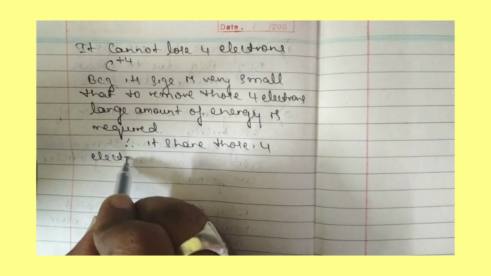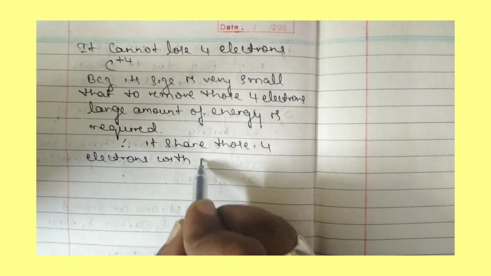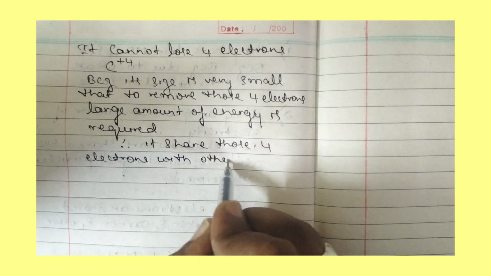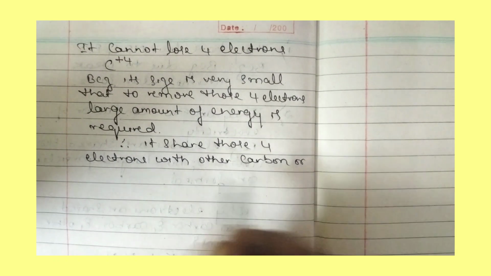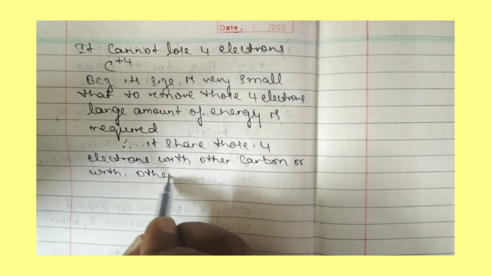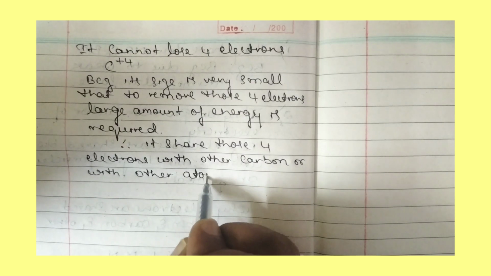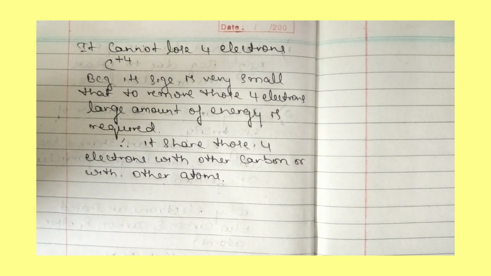Therefore it shares those 4 electrons with other carbon or with other atoms. ಇಲ್ಲ ಬೇರೆ ಕಾರ್ಬನ್ ಜೊತೆಗೆ ಇಲ್ಲ ಬೇರೆ ಆಟಮ್ಸ್ನ ಜೊತೆಗೆ ತನ್ನಲ್ಲಿರುವ 4 ಎಲೆಕ್ಟ್ರಾನ್ಸ್ಗಳನ್ನು ಅದು ಶೇರ್ ಮಾಡ್ತಾ ಹೋಗುತ್ತೆ. Therefore it cannot gain 4 electrons, it cannot lose 4 electrons. Therefore it will share the electron.